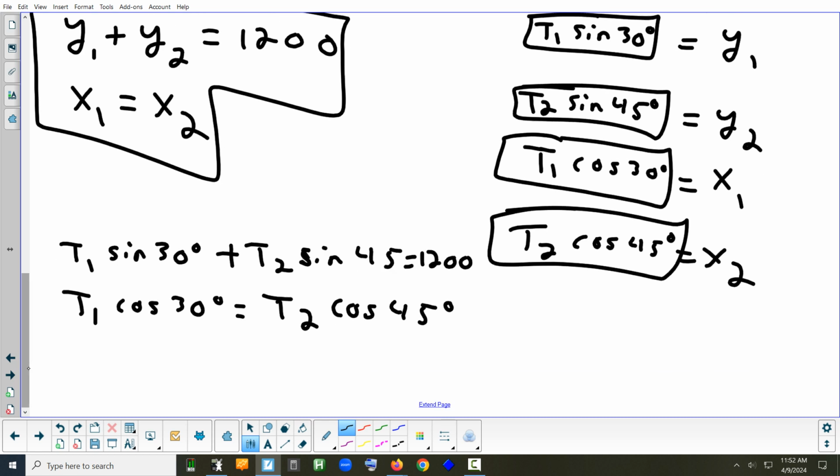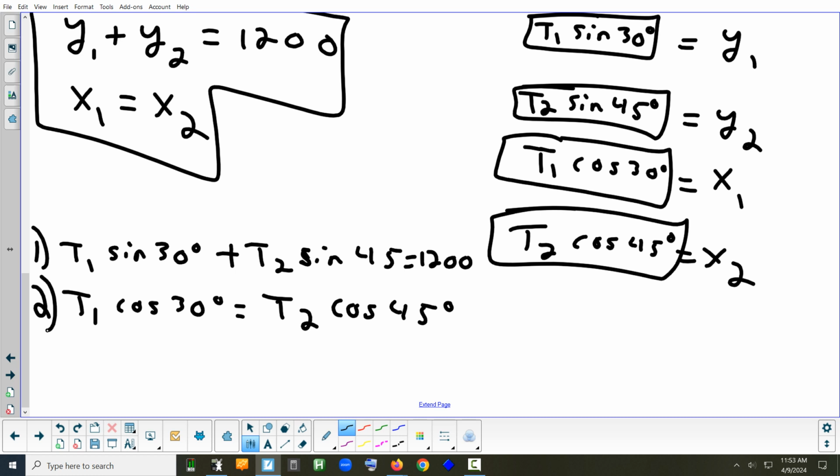That's the system of equations we have to solve. Two equations, two variables. The easiest method would probably be substitution. Which equation is it easier to get a T1 or a T2 by itself? We'll call this equation 1 and equation 2.